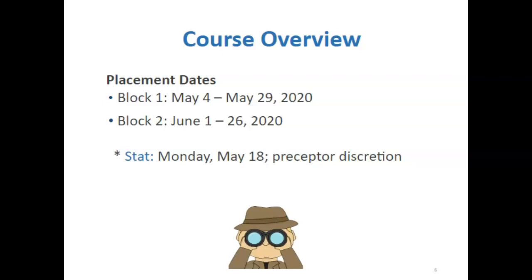Currently the placement dates are Block 1, May 4th to May 29th, and Block 2, June 1st to 26th. We are currently looking at some flexibility here of extending these course dates to possibly provide students the opportunity to do placements in July and August as well. When there is a stat holiday, for example Monday, May 18th, it will be up to the preceptor whether or not the student would work that day. It's at your discretion, not the student's.